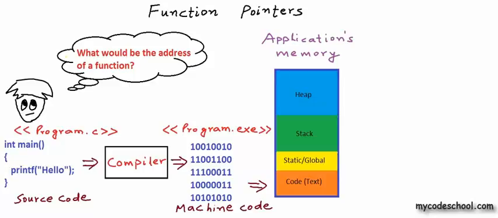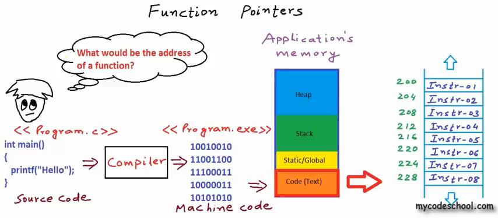What I'm going to do now is I'm going to zoom in to the code or text segment. Let's assume that each instruction in machine language takes 4 bytes. I'm trying to show the section of memory storing the instructions here. Each partition here is a block of 4 bytes and address is increasing from top to bottom. So we have instruction 0 at address 200, and the next instruction is at address 204, and the next is at 208, and so on.